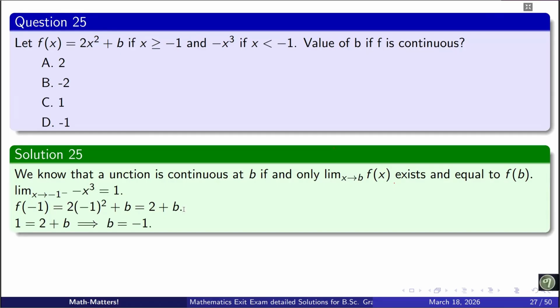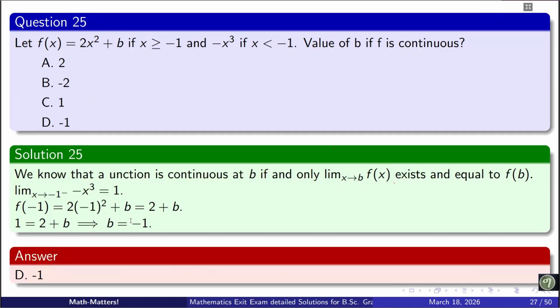But for continuity, the limit is already 1. Therefore, 2 plus b is equal to 1. This implies b is equal to minus 1. Therefore, the value of b which makes this function continuous needs to be minus 1, so the answer is D.